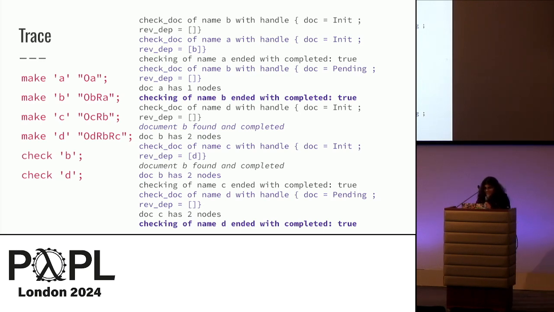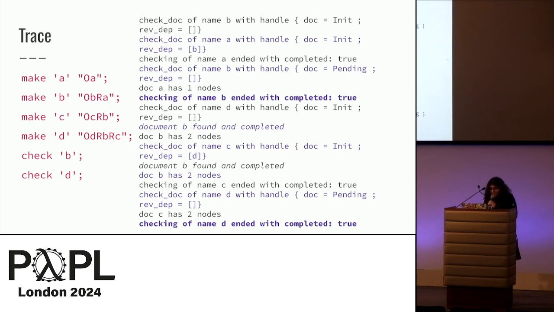What happens first is it tries to check B, and now it says, well, B depends on A, so I have to check A. And now it tries to check A, but B is in the reverse dependencies of A. You need to keep that in mind. A checks, we're all good, and now we're back to B, which is in the pending state. And finally, once we find out that A is completed, then B can also complete.